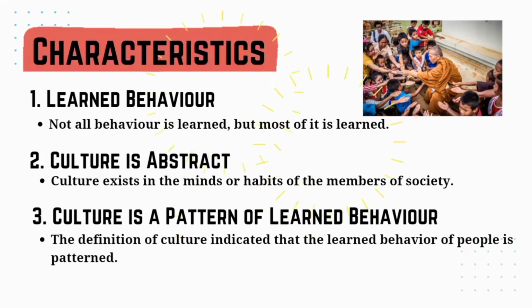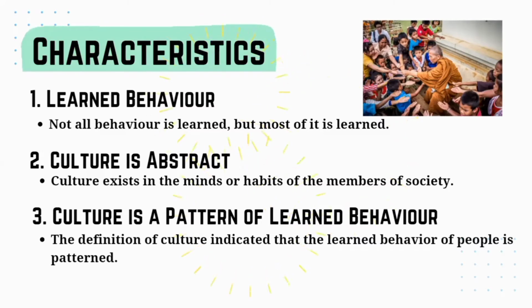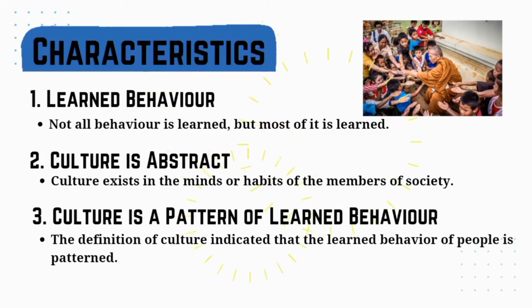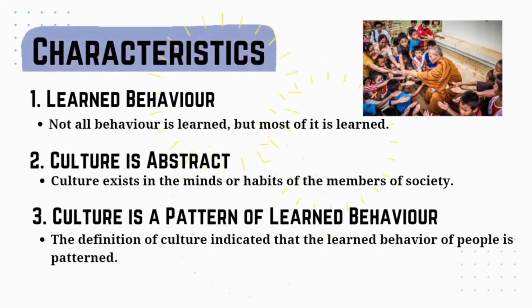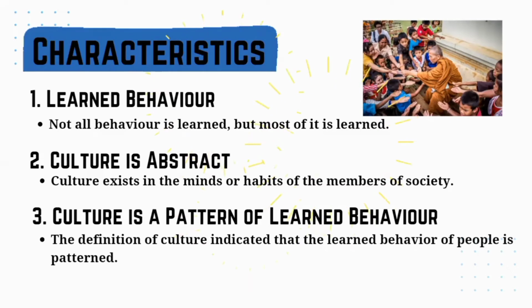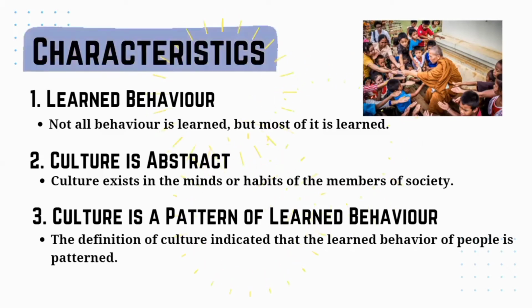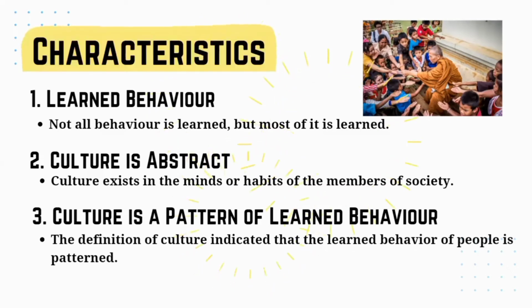Number 3, culture is a pattern of learned behavior. The definition of culture indicated that the learned behavior of people is patterned. Each person's behavior often depends upon some particular behavior of someone else. So some of our behavior we get from other people, and other people get their behavior from you, or from other people within society.